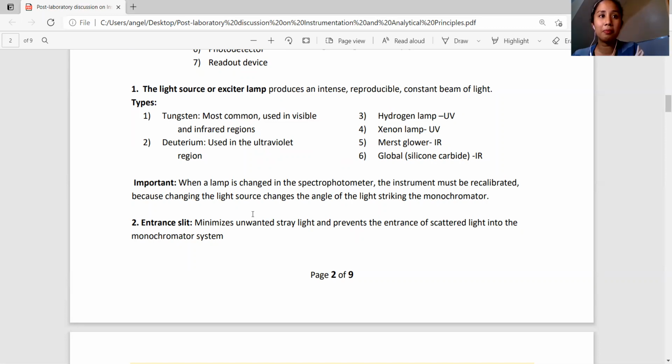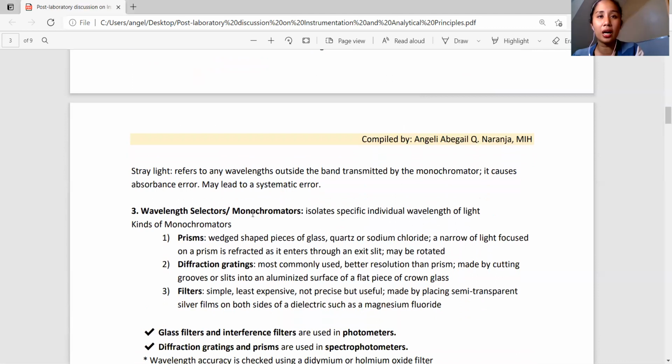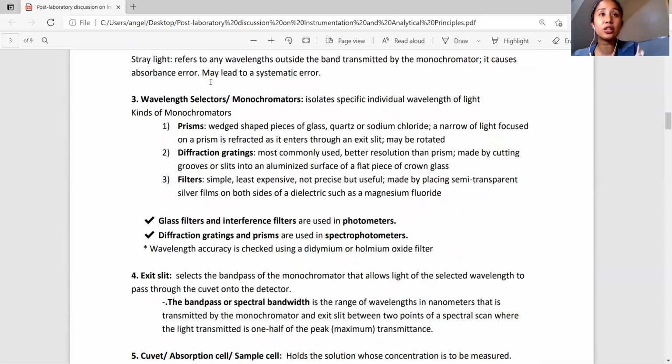And entrance slit. Minimize the light. So, stray light refers to any wavelength outside the band transmitted. It may lead to a systematic error. So, we have wavelength selectors, or also called your monochromators. So, they are the ones which choose or isolate the wavelength. So we have either prisms, diffraction gratings, and filters. Sabi dito, glass filters and interference filters are used in photometers. Diffraction gratings and prisms are used in spectrophotometers.